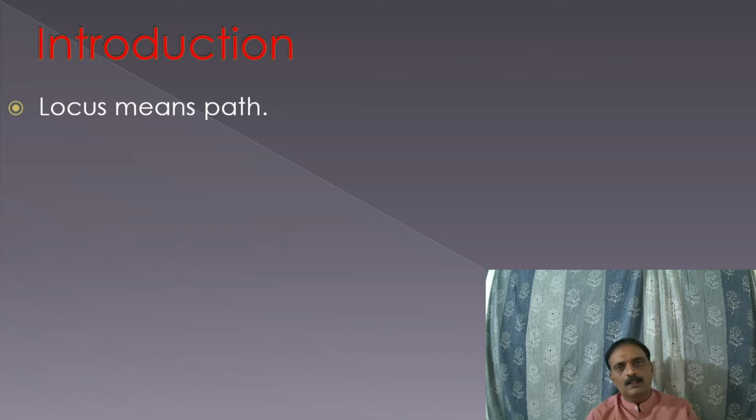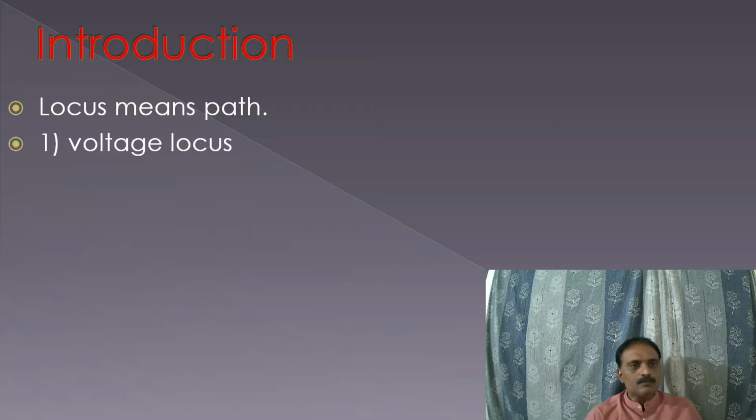So first of all, let us understand what is meant by locus. Locus means, the simple definition is, it's a path. Whatever path is going to be traced by our electrical parameter, that is being considered as locus. Generally we are going to have different loci. Loci is the plural of locus.